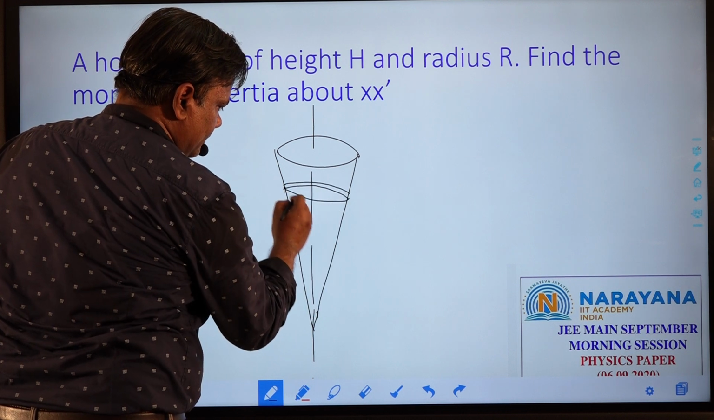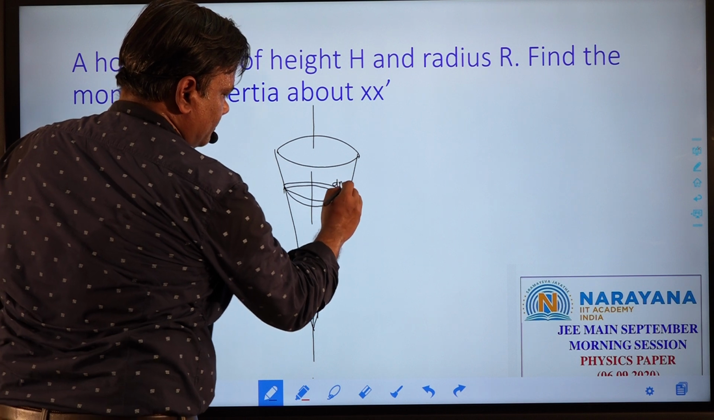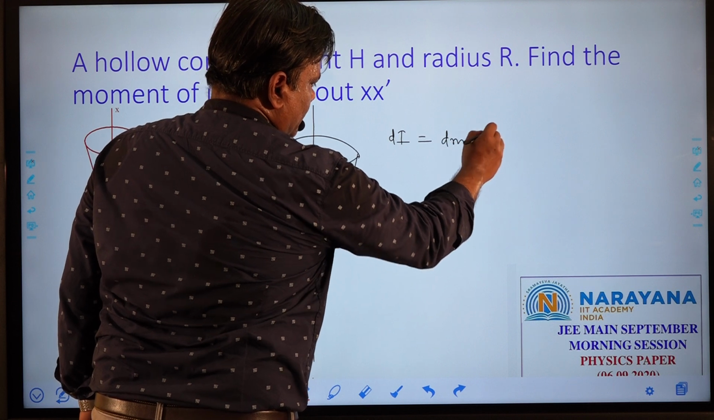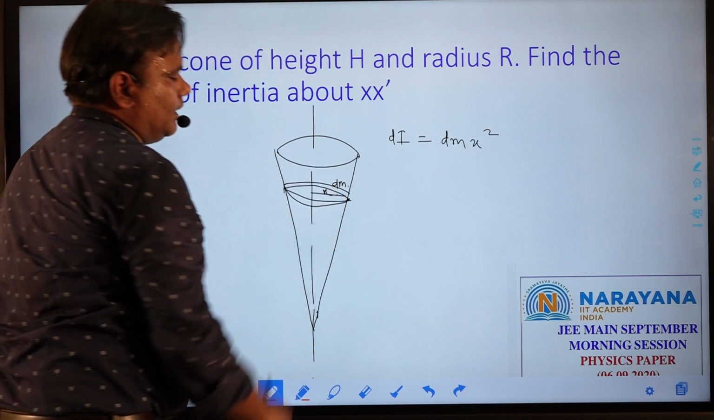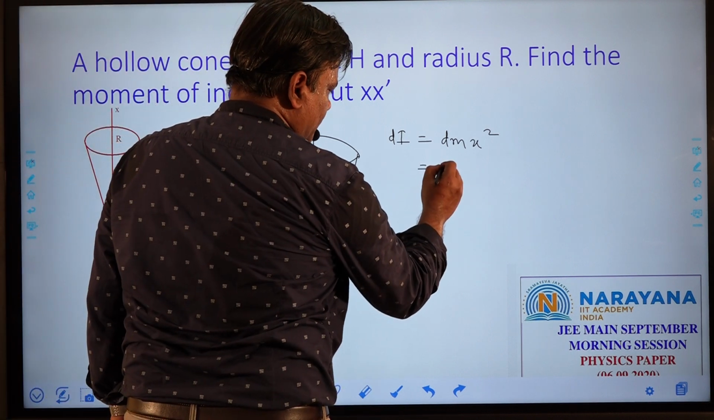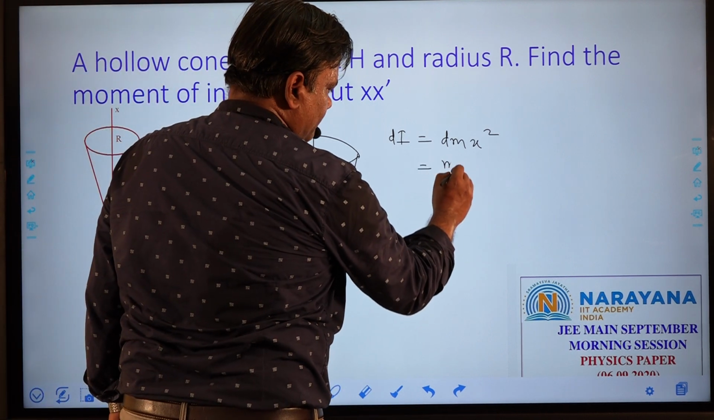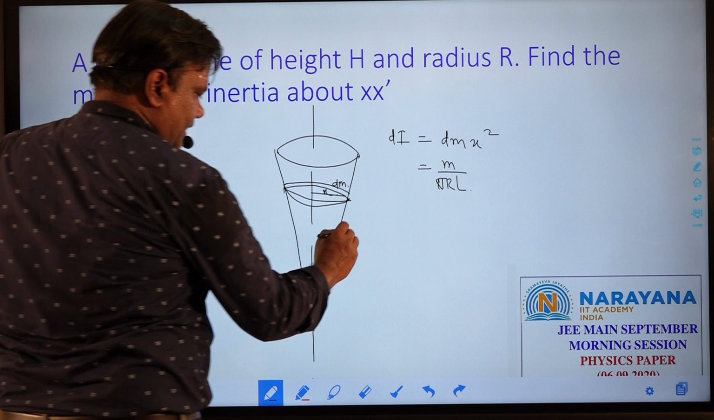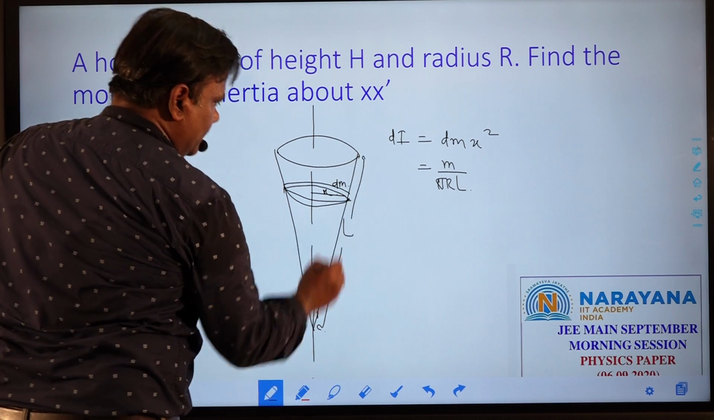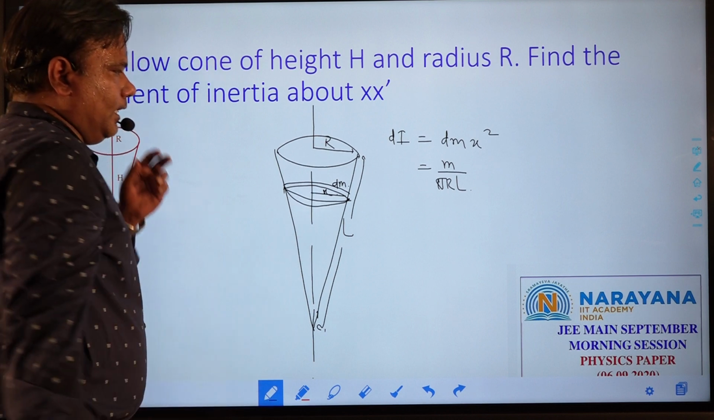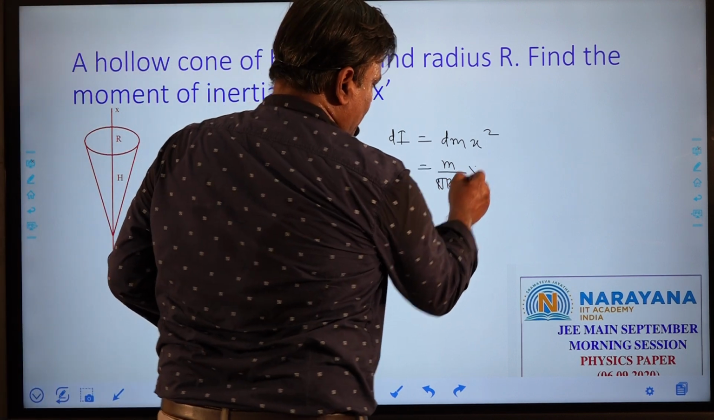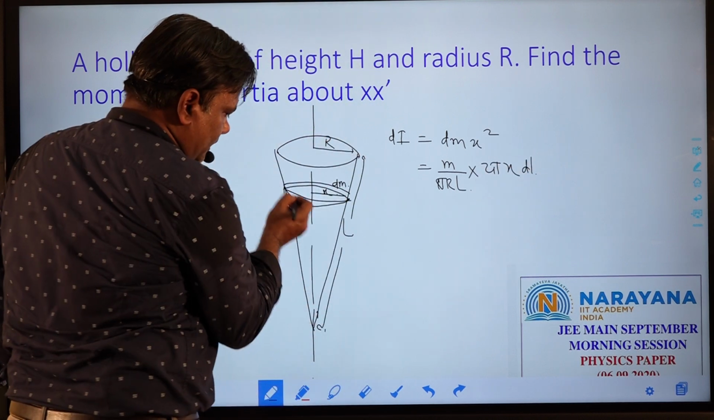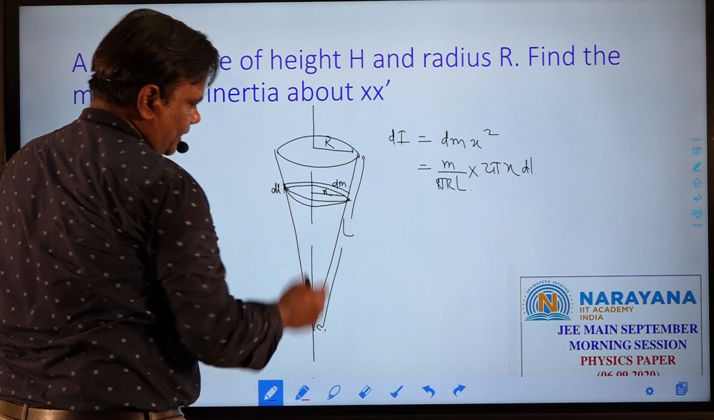like this. If the mass of this ring is dm, then the moment of inertia of this part, dI, equals dm into x square, if x is the radius. Then you can write the value of dm, which is m by pi rl, the mass per unit surface area, where L is the slanting length of the cone and R is the radius of the cone, multiplied by this area, which can be written as 2 pi x into dl. So dl is the length taken along this slanting length.